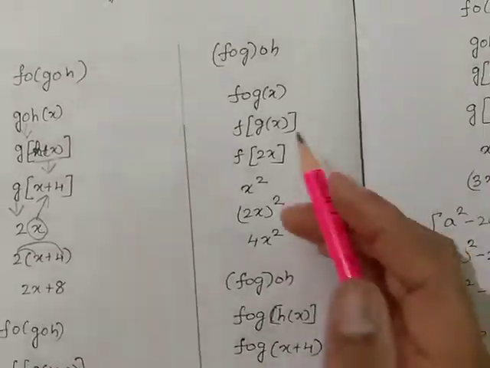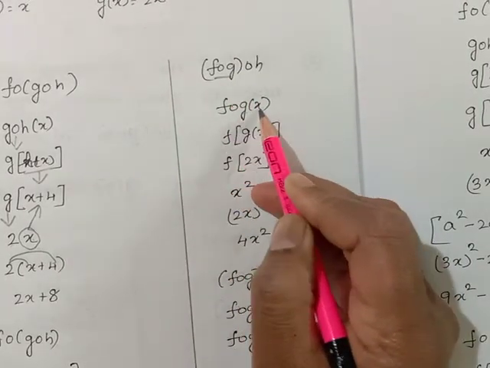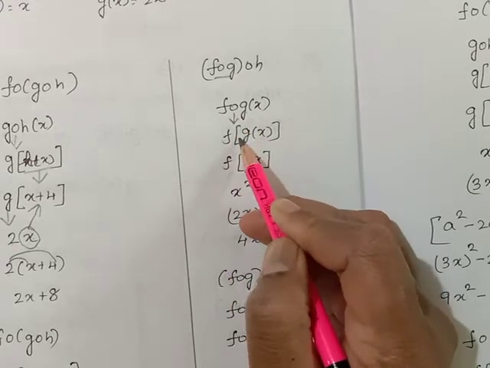Now we'll find the right hand side, f of g of h. First we'll find f of g. F of g of x, that is f of g of x.